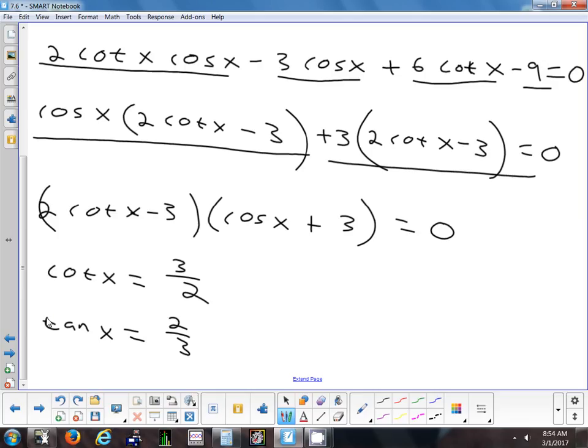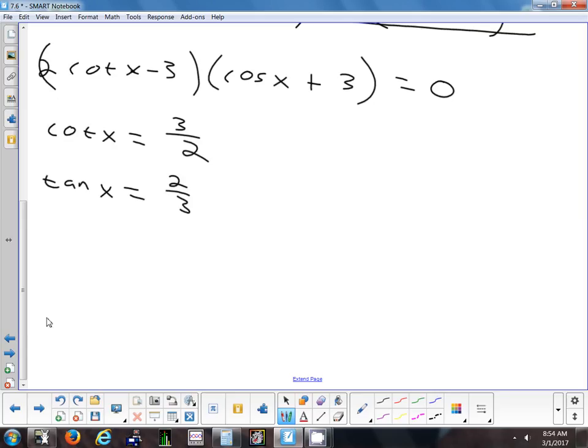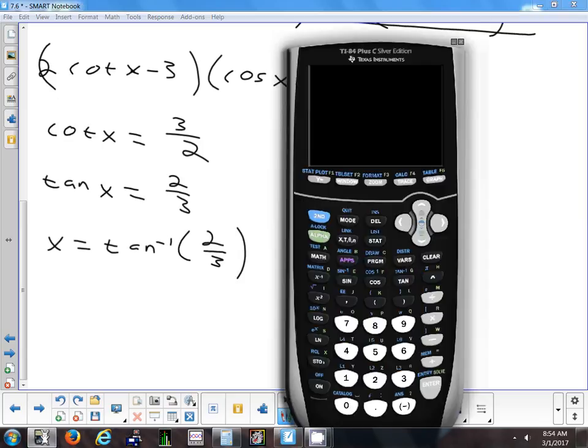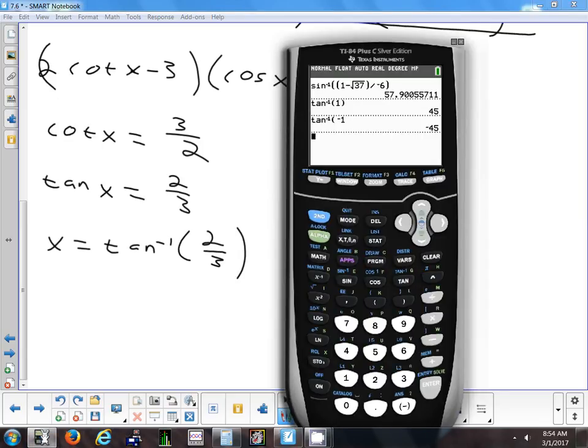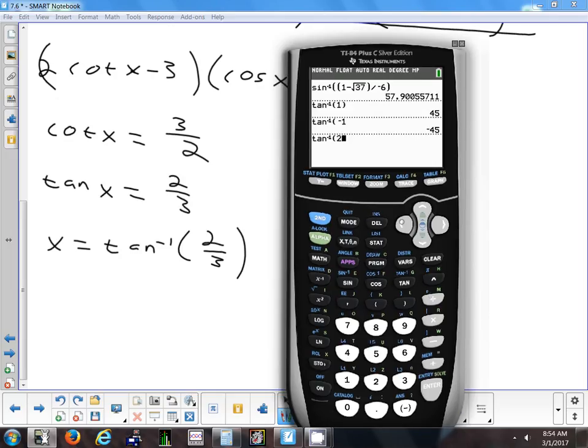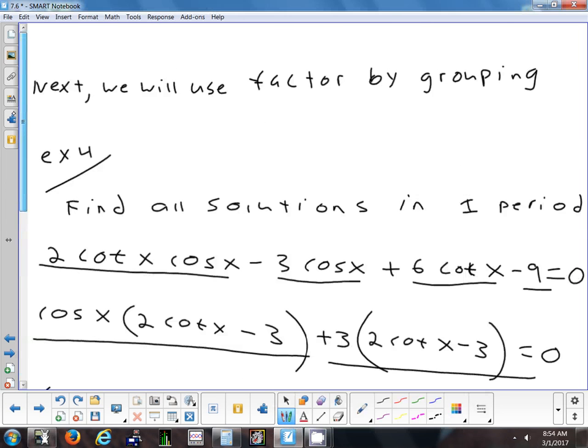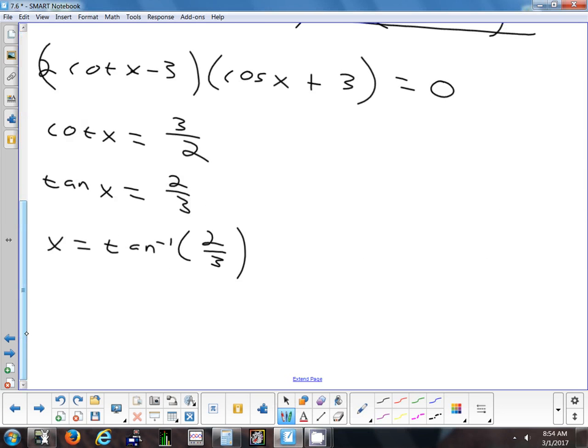And now we can do that. How would you get x by itself here? Inverse tangent, which you have a button for. This is not going to come out to a nice answer. So if I type it in, inverse tangent of 2/3 is 33.69 degrees. The original problem didn't say to do either one. So I'm going to do it in degrees.